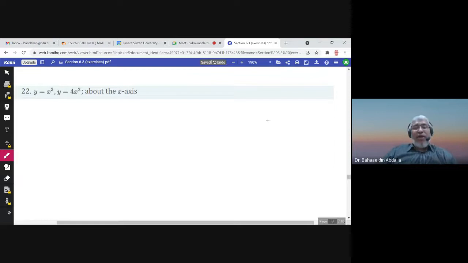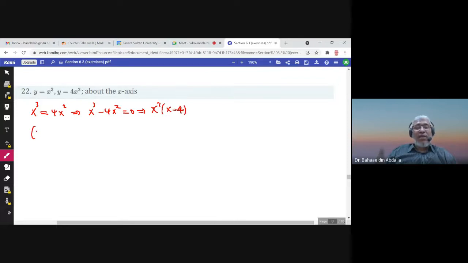All right, y equals x cubed and y equals 4x squared about the x-axis. Let me find the intersection points. x cubed equals 4x squared. x cubed minus 4x squared is 0. x squared is a common factor: x squared times (x minus 4) is 0.